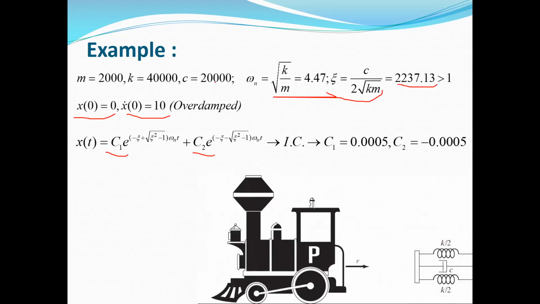Okay, any questions from this example? Is it clear, or do you need more explanation regarding the initial conditions and how to calculate C1 and C2? Please let me know. If it is clear, we can move to the next example. If it's not clear, I can explain more, and I can explain how to substitute the initial conditions and use them to solve this equation.